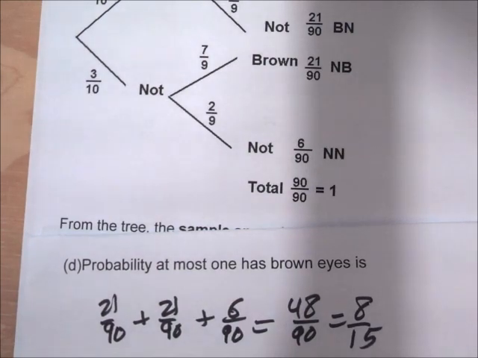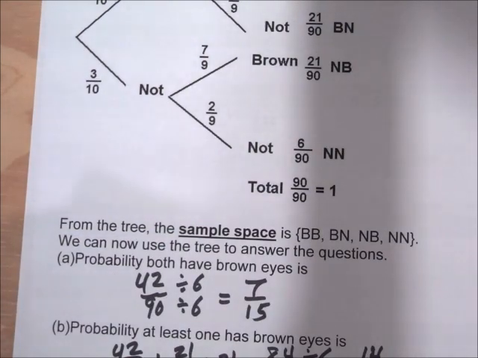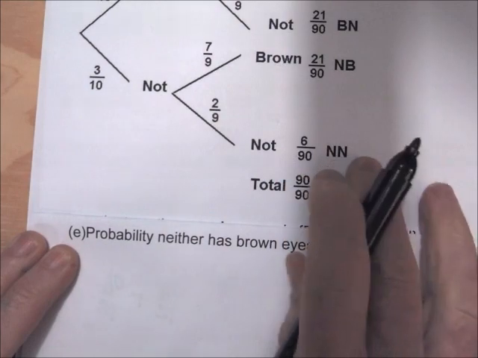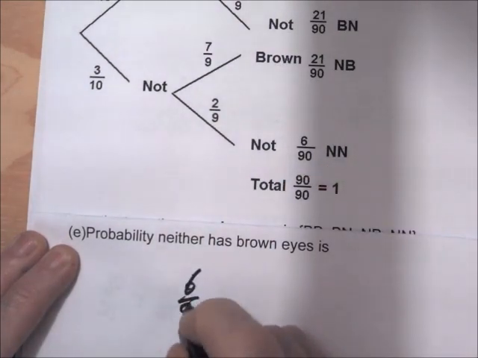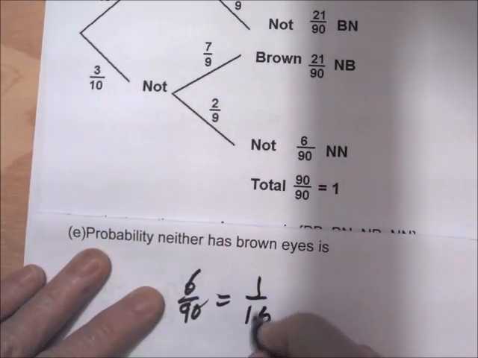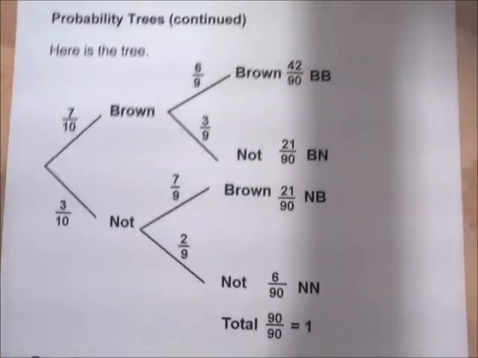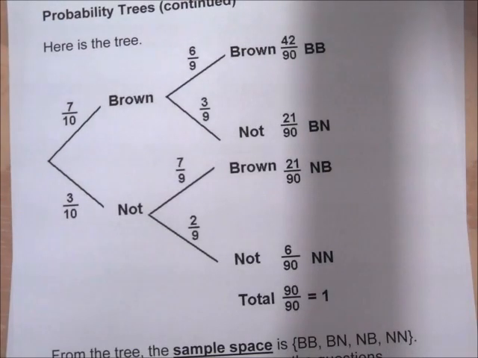Probability neither has brown eyes. That would be the bottom path. That would be 6 out of 90, and that reduces to 1 out of 15. Okay, I think that's it. So that concludes this presentation.